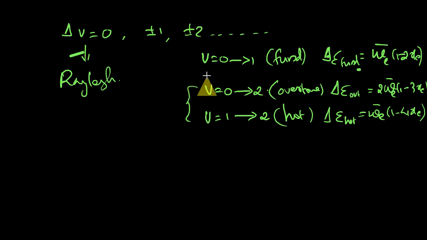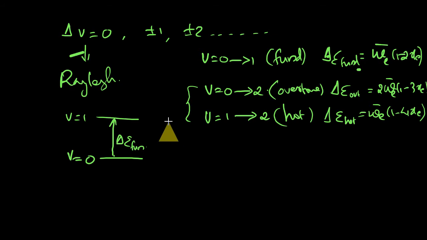So the molecule can make a vibrational excitation from V equal to 0 to V equal to 1. The energy corresponding to this is delta E fundamental. In the reverse case, it can make a de-excitation from V equal to 1 to V equal to 0, and the same energy, delta E fundamental, will be released in this process.